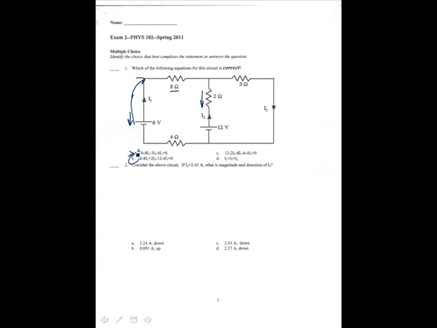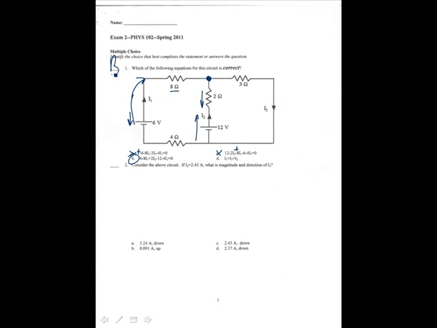Let's just go and look at these other two. I have 12 minus 2I2. It's going in this direction. 12 minus 2I2. That's correct so far. Minus 8I1. I'm going against the current, so that should be plus 8I1. And then I have I1 plus I3 is equal to I2. My incoming currents are I1 and I2, so that should say I1 plus I2 equals I3. So the answer to 1 is B.